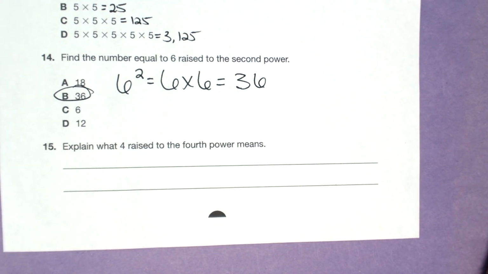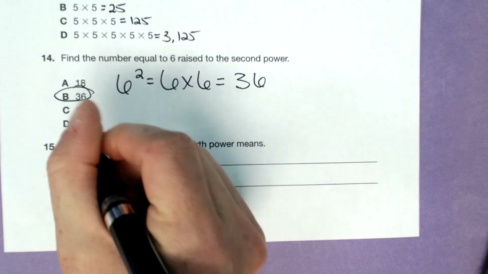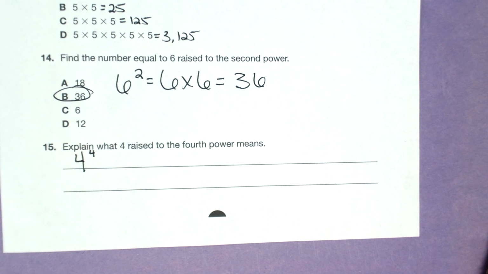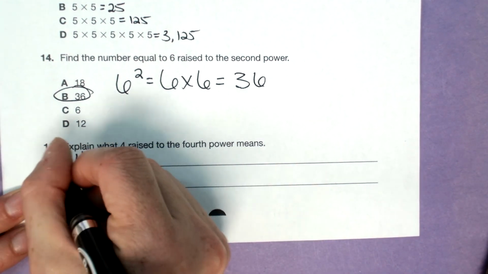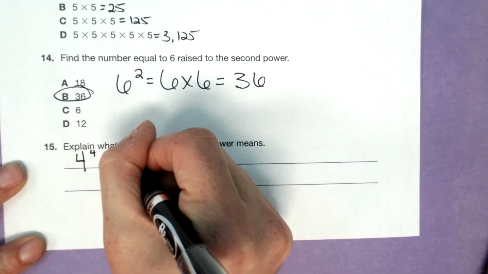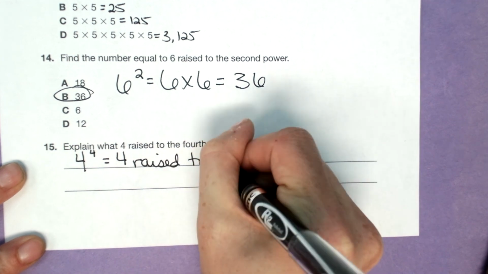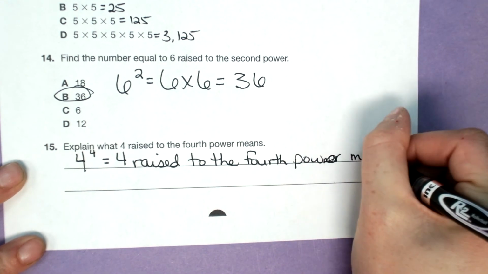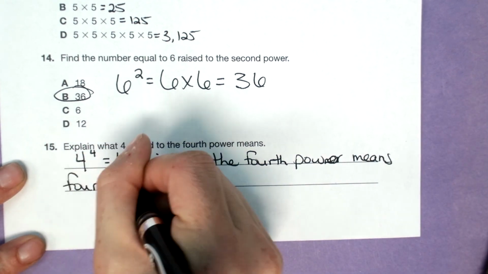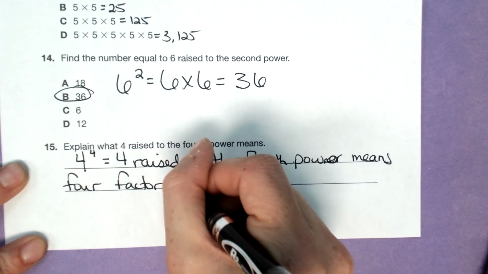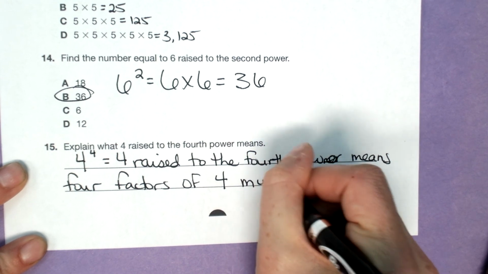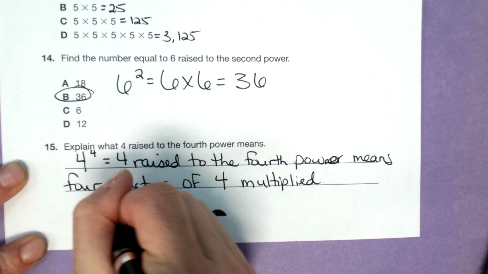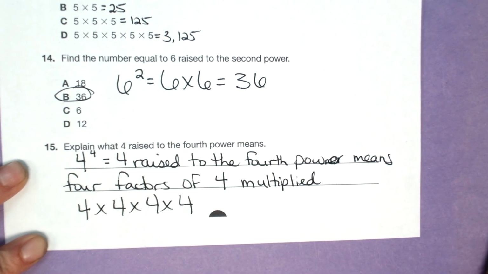Okay. All right. So 14 is a little different. It's just asking you a question. It says, explain what 4 raised to the fourth power means. So 4 raised to the fourth power. Do you see that? That's essentially what they're asking you. 4 raised to the fourth power means this. So 4 raised to the fourth power means 4 factors of 4 multiplied. So it's 4 factors of 4 multiplied.